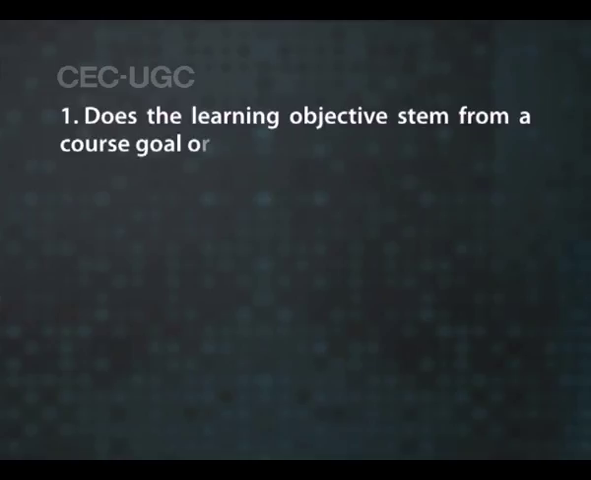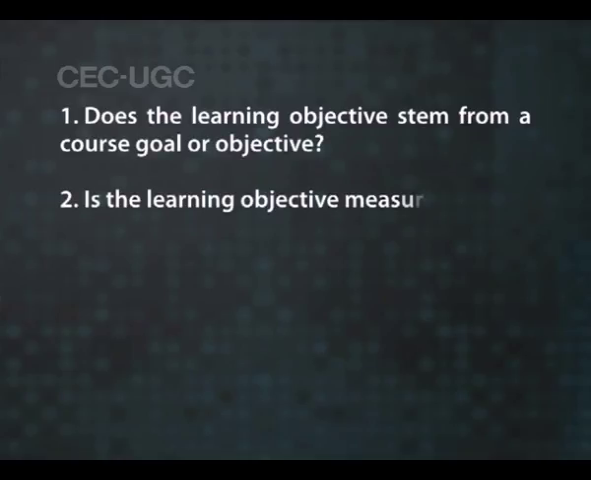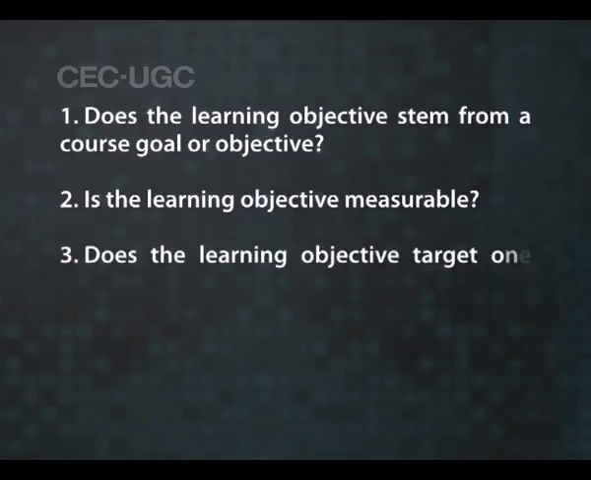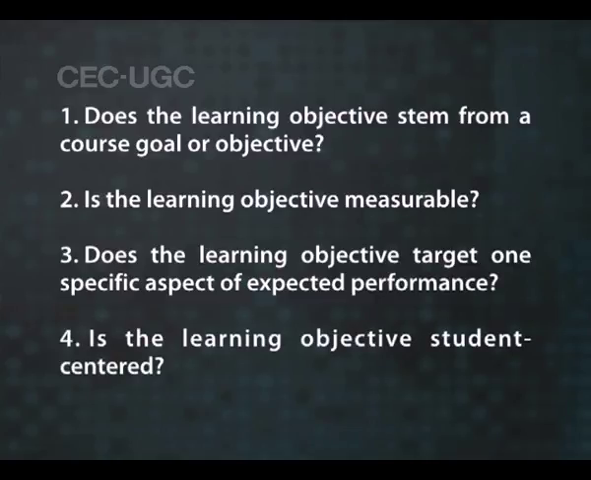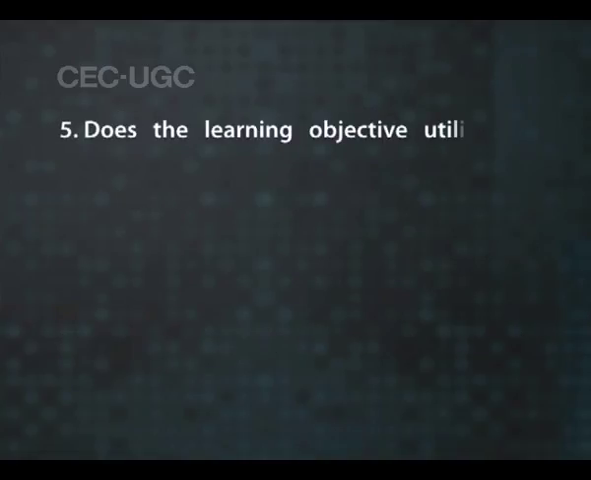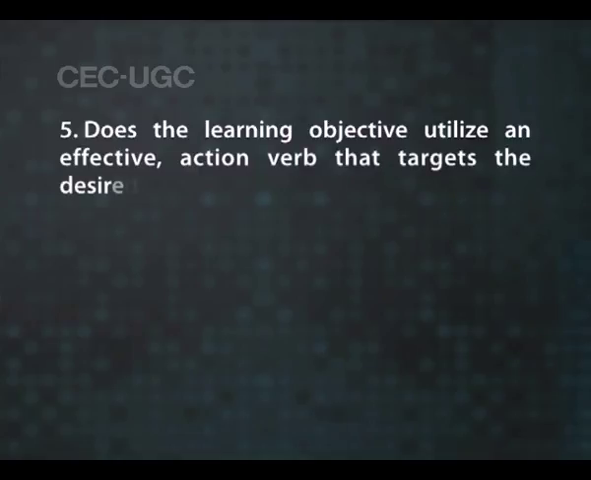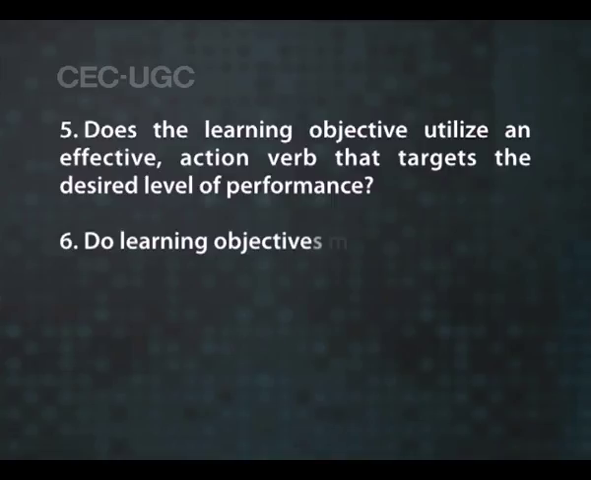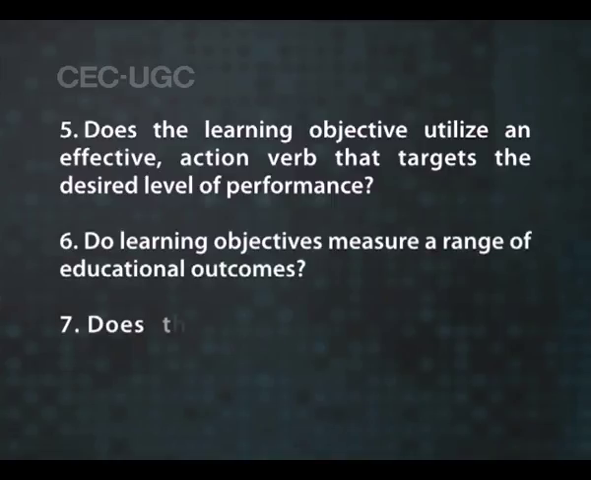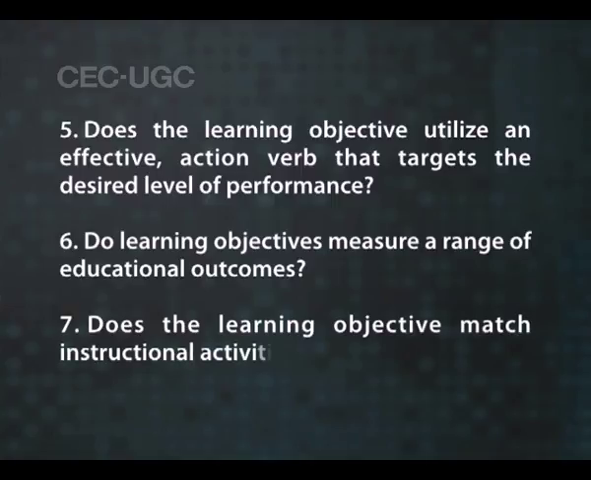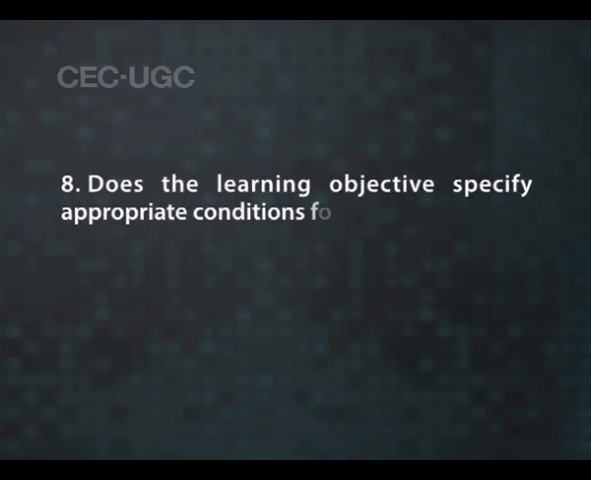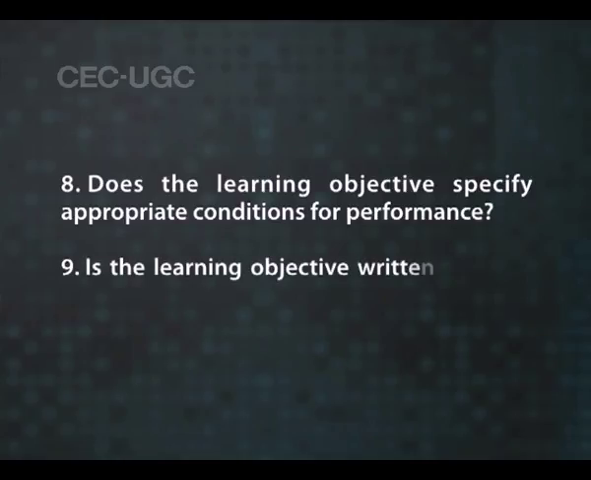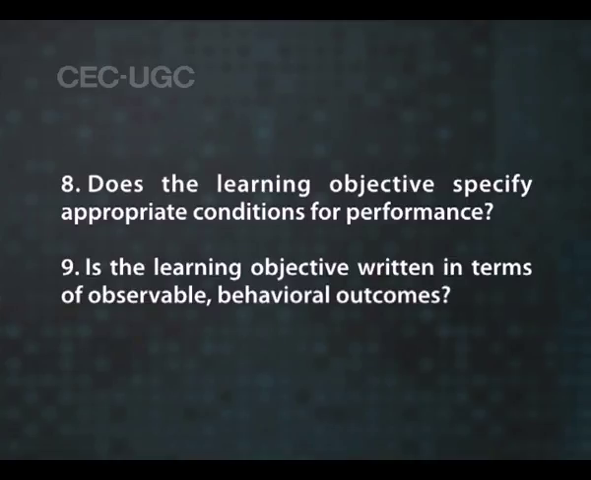Does the learning objective stem from a course goal or objective? Is the learning objective measurable? Does the learning objective target one specific aspect of expected performance? Is the learning objective student-centered? Does the learning objective utilize an effective action verb that targets the desired level of performance? Do learning objectives measure a range of educational outcomes? Does the learning objective match instructional activities and assessments? Does the learning objective specify appropriate conditions for performance? Is the learning objective written in terms of observable behavioral outcomes?